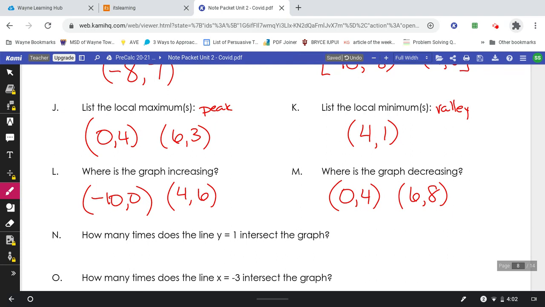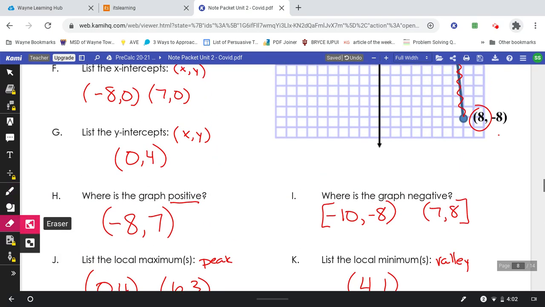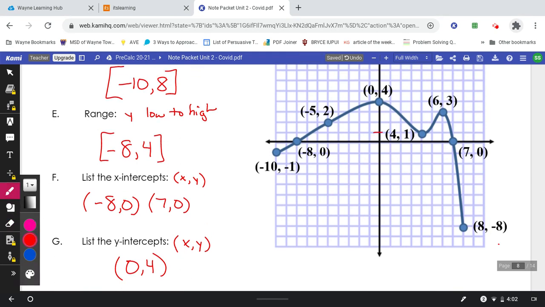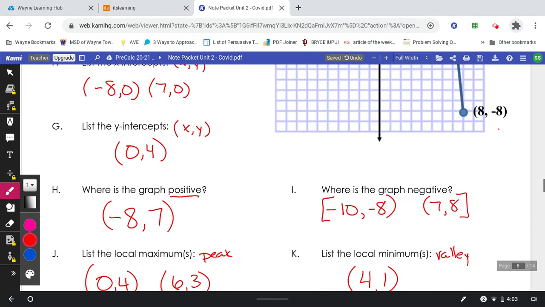The last two questions ask, how many times does a line y equals 1 intersect the graph? Now, a y equals line is a horizontal line. I'm just going to go up and draw that line through my graph. Y equals 1 would be here. I'm just going to go straight across. And that looks like it intersects it 3 times. Once right here, another time right here, and then a third time right here. So your answer would be 3.